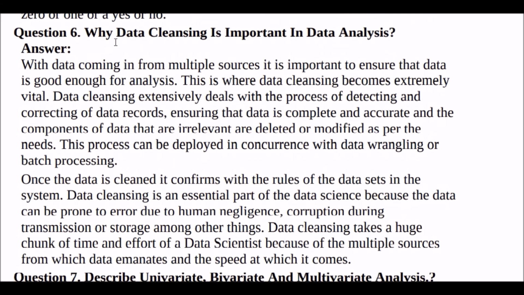The answer is, with data coming in from multiple sources, it is important to ensure that data is good enough for analysis. This is where data cleansing becomes extremely vital. Data cleansing extensively deals with the process of detecting and correcting data records, ensuring that data is complete and accurate, and the components of the data that are irrelevant are deleted or modified as per the need. This process can be deployed in concurrence with data wrangling or batch processing. Once the data is cleaned, it conforms with the rules of the data sets in the system.